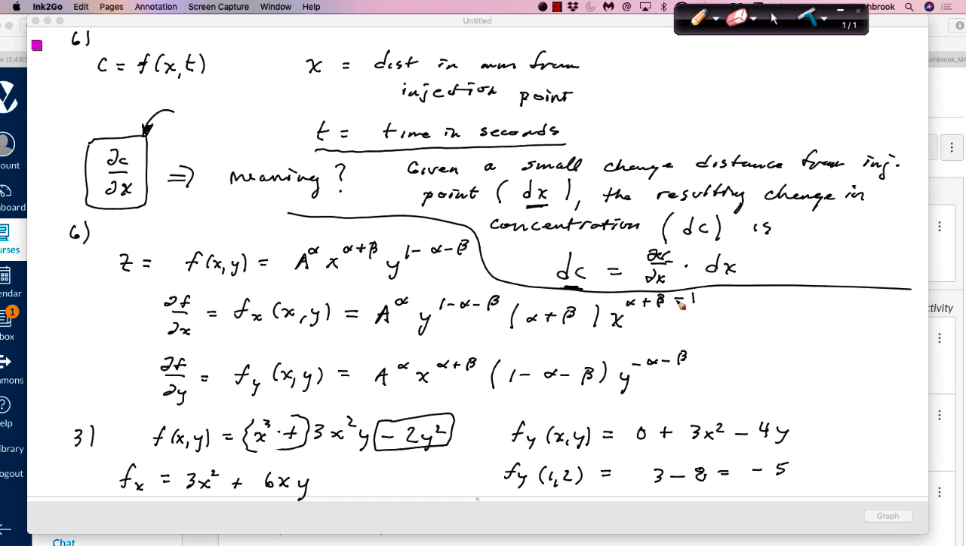So do you expect that value to be positive or negative, and why? Negative. Why negative, Kyle? As the distance away from the injection site increases, the concentration of the drug would decrease. Right. Good. For an increasing distance away from the injection point, we'd expect lower concentration. That means the rate of change is negative.